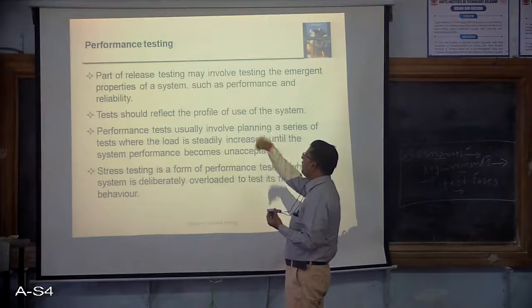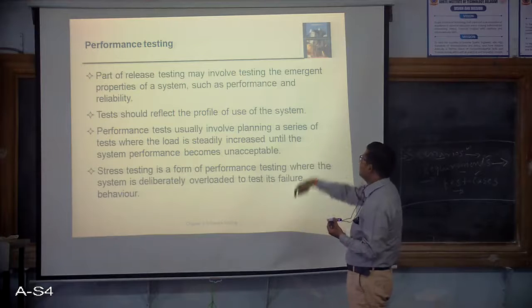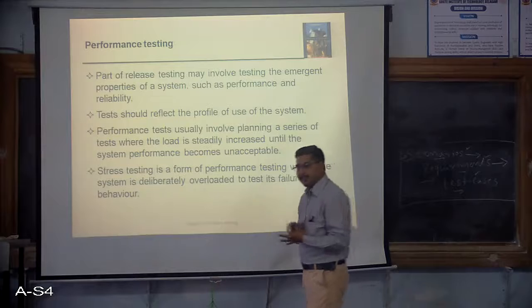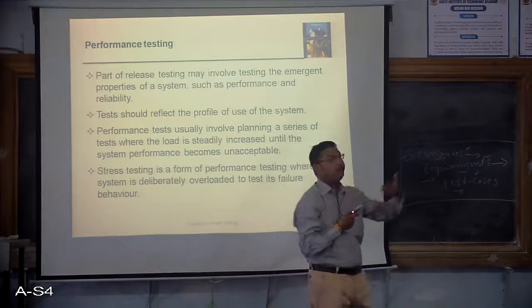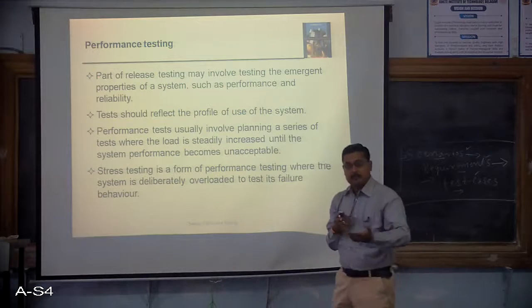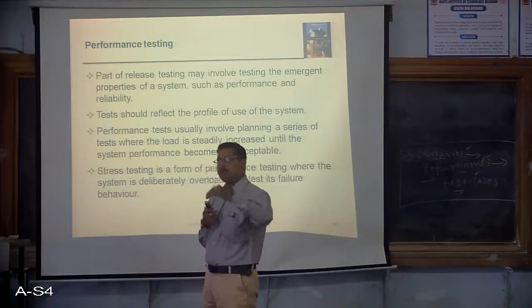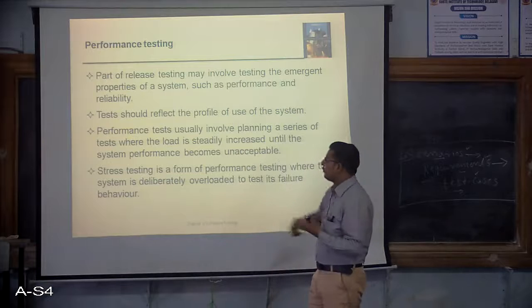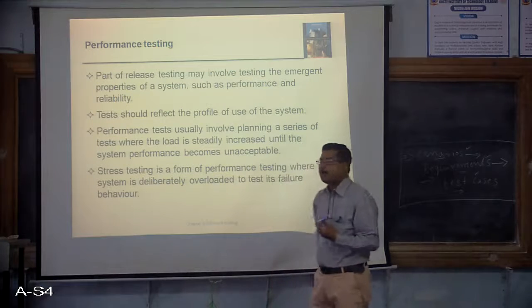It is also part of release testing. It may involve testing the emergent properties of the system. That is, emergent properties means speed, maybe bandwidth, maybe the mean time to failure, mean time to recover. For every device there is a mean time to recover and mean time to failure. It should be assigned by the company, by the standard, that it should be properly maintained. That is one of the performance metrics which is assigned by some central authority.